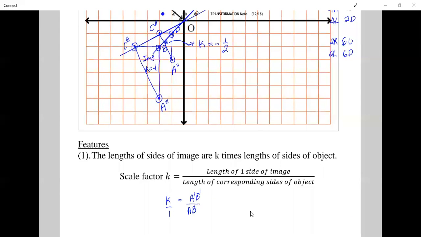Now, if I cross multiply, I'm going to get A prime B prime is equal to k multiplied by AB. So in other words, the lengths of the sides of the image are k times the length of the side of the object. AB is a side on the object. A prime B prime is a side on the image. So the length of A prime B prime is k multiplied by the length of this corresponding side on the object. Please note, the scale factor k is equal to the length of one side on the image divided by the length of the corresponding side of the object.